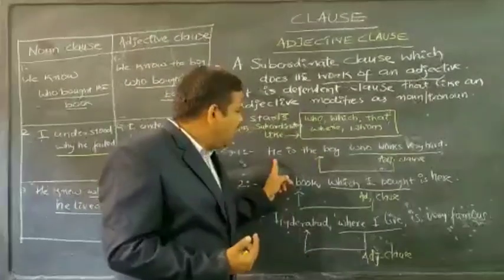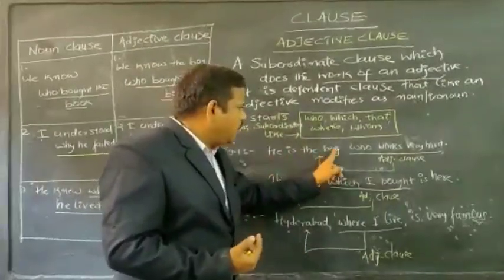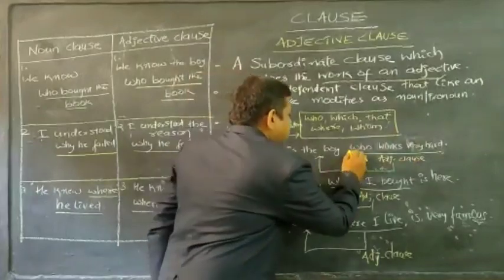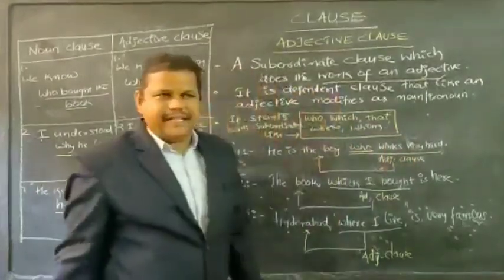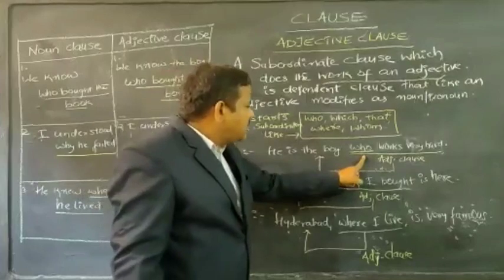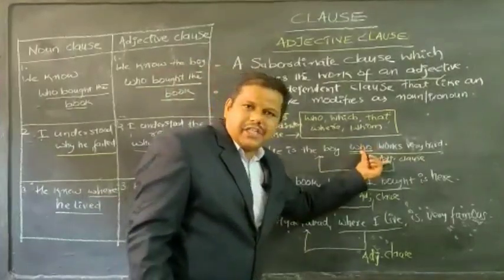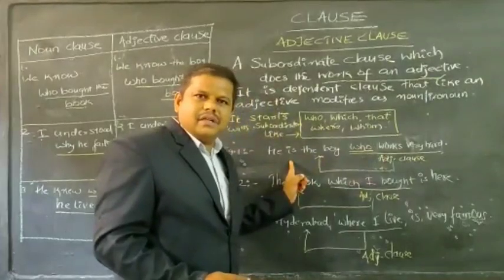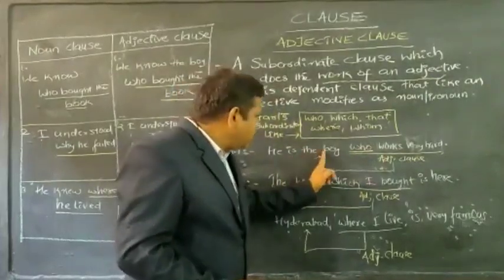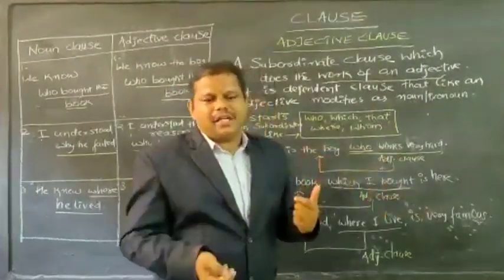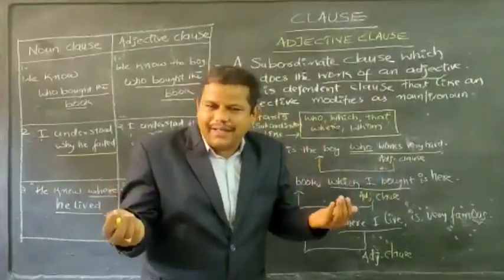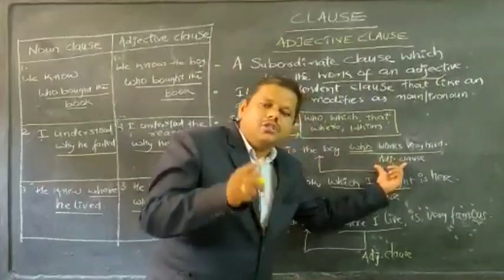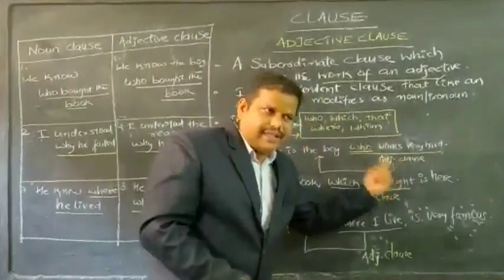We'll see one example. He is the boy who works very hard. So, what is the subordinator we are using here? Who is the subordinator. So, in this sentence, this part is what? The adjective class, which is giving the information about the pronoun, he. He is the boy who works very hard. We are talking about a boy who works very hard. So, this part is called the adjective class. You can identify it in this sentence.